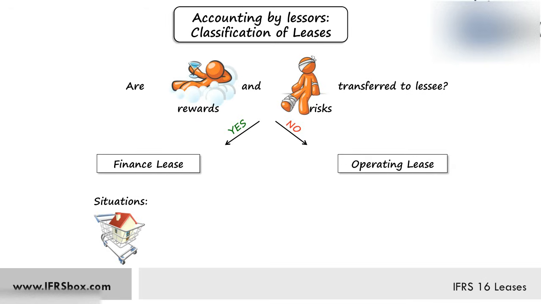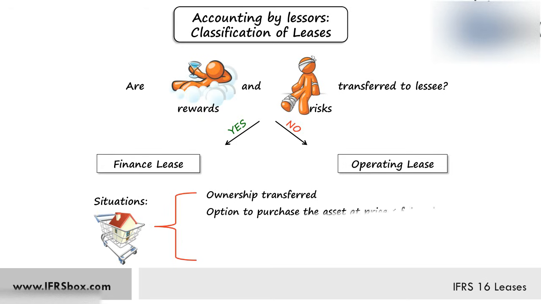So what are they? The lease transfers ownership of the asset to the lessee by the end of the lease term. The lessee has an option to purchase the asset at a price that is expected to be sufficiently lower than fair value at that time. And at the inception of the lease, it's almost sure that the option will be exercised.